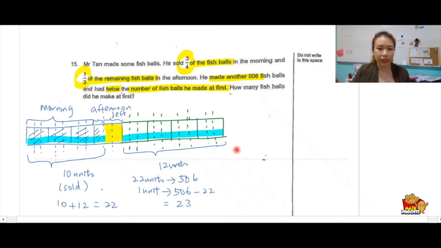The question wants us to find how many fish balls did he make at first. At first is the original 12, which ended here. Okay, just the first half of it. So 12 units is what we want to find. 23 times 12 is 276.